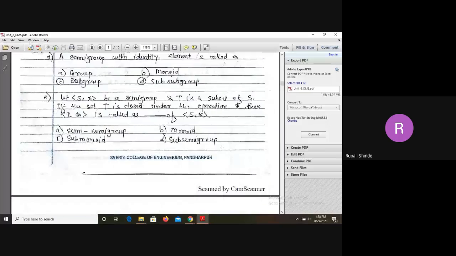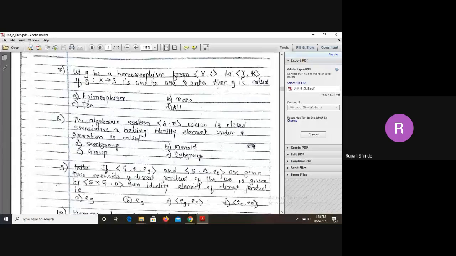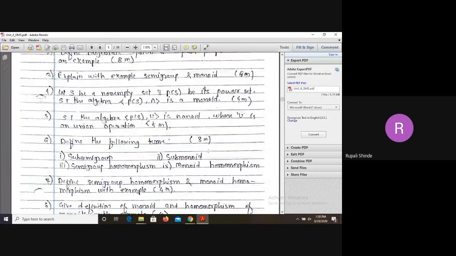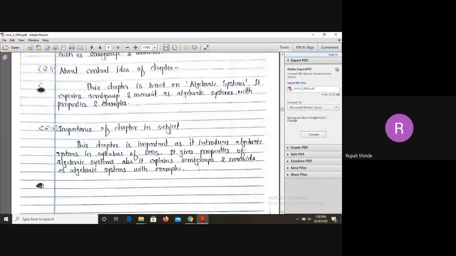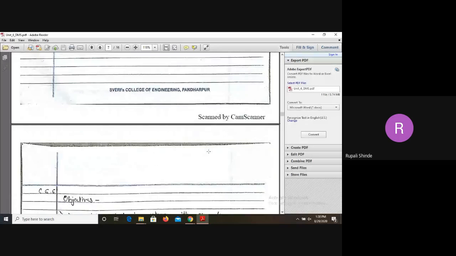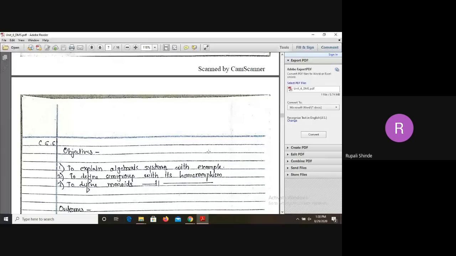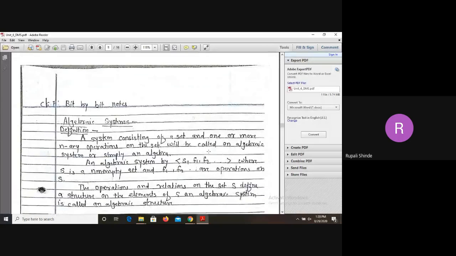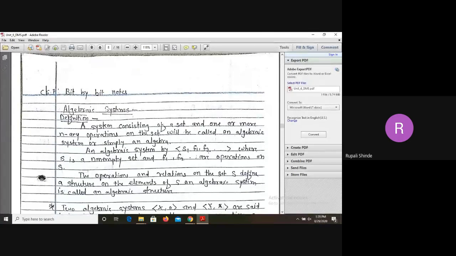So the first point is algebraic system. Hereafter you will get all the chapters in a quite theoretical manner. Theory is there, examples are fewer, but theory, that is definitions and properties, is involved more. So for each and every point you have to see what the definition is and what the properties are.